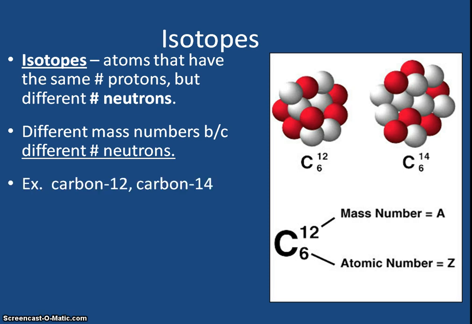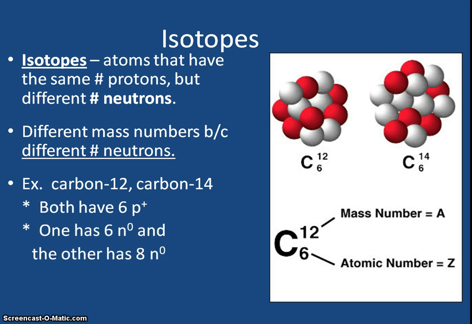So for example, if you look at these two carbon atoms, this is carbon-12 and carbon-14. They both have 6 protons because that's what makes them carbon. They have to have 6 protons, but notice that one has 6 neutrons and the other has 8 neutrons. And so since their neutrons are different, they're going to have different masses, and we call these isotopes.